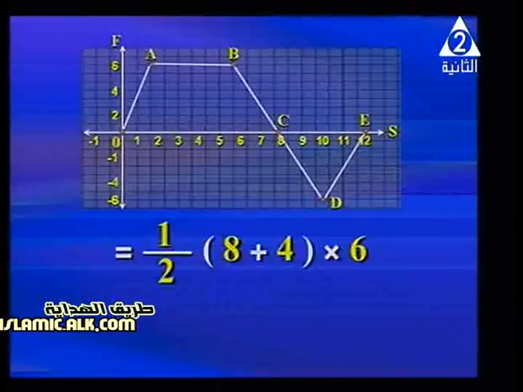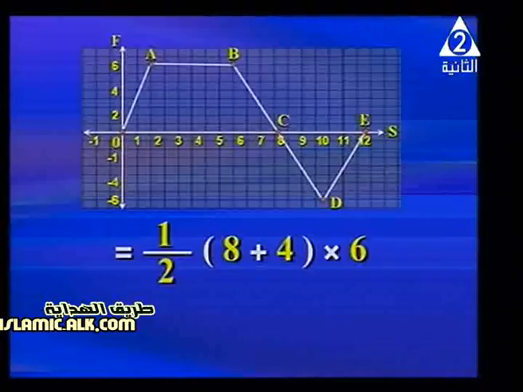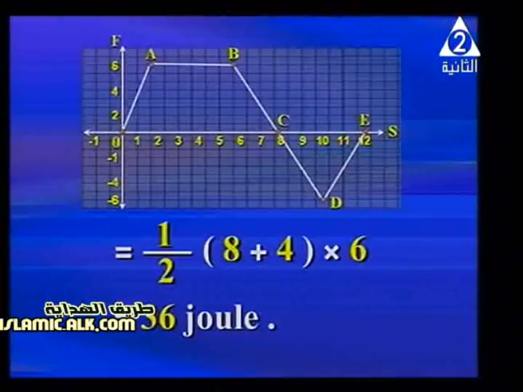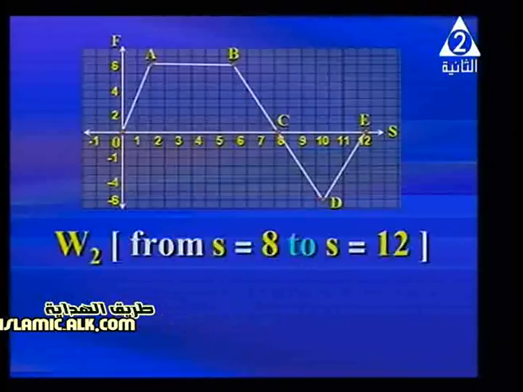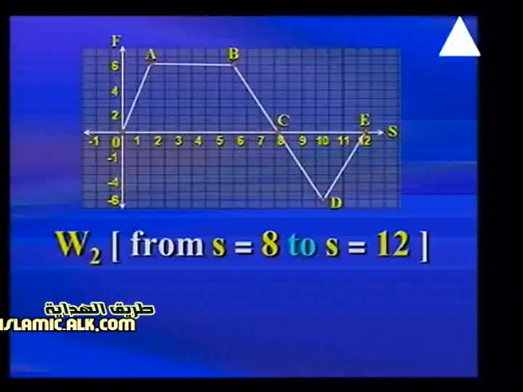What is the 8? The base 1. What is the 4? The base 2. What is the 6? The height. The area of a trapezium is half the sum of the two bases times the height, which equals 36 joules. Then the work done by the force from s equals 0 to s equals 8 represents the area of trapezium OABC, which equals 36 joules. Then what is the work done from 8 to 12?